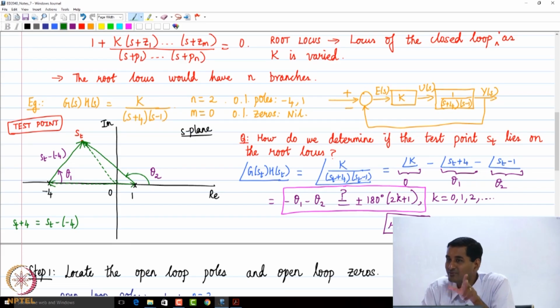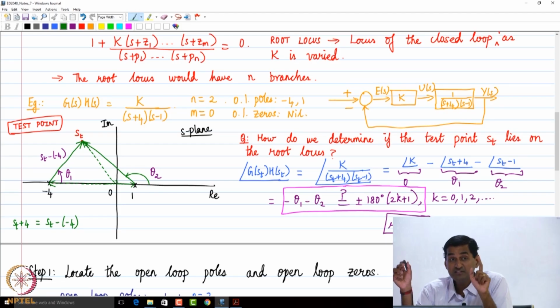So that's why we are only looking at whether it's odd. We want the difference to be odd, right? Because any test point on the real axis will contribute either plus 180 or minus 180 with the open loop poles and open loop zeros that are on the real axis, right? That's why we want an odd number, because we want an odd multiple of 180 degrees here.